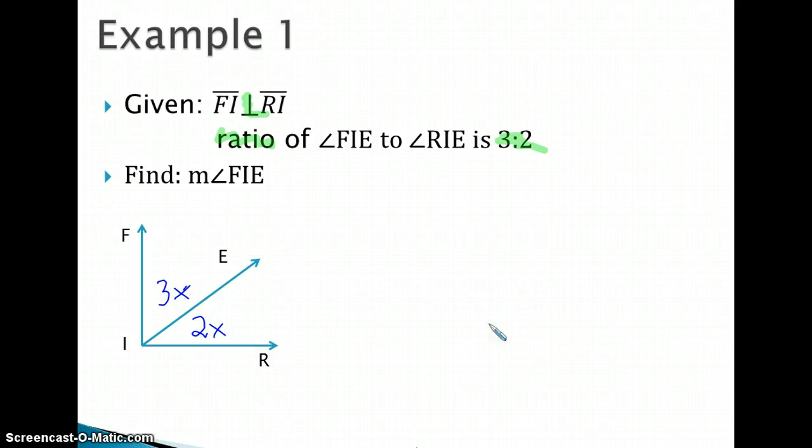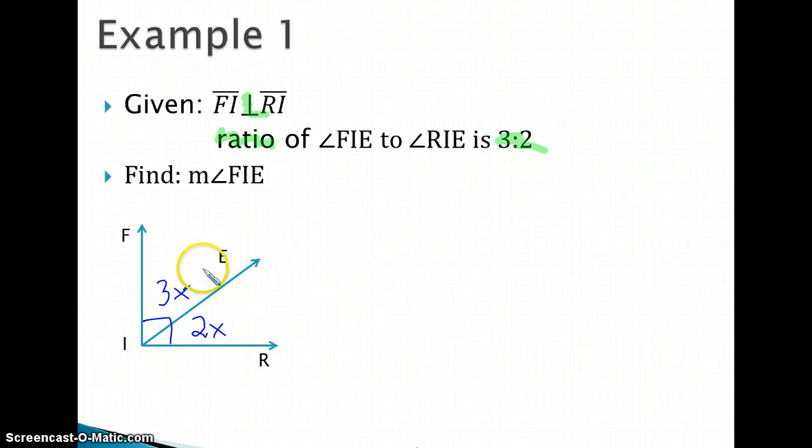Now, we just talked a minute ago about if we have perpendicular, there's really two main parts of it. Either they form right angles or they form 90-degree angles. They're essentially one and the same, but we want to make sure we use the part that's appropriate for us. Our problem says to find the measure of angle FIE, so I want an actual measurement. 90 degrees seems to be the better piece right here. What this means is that this angle right here, angle FIR, is 90 degrees.